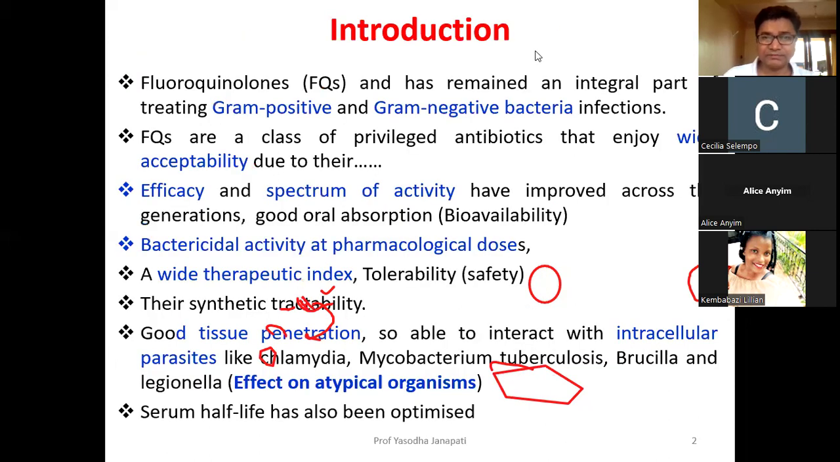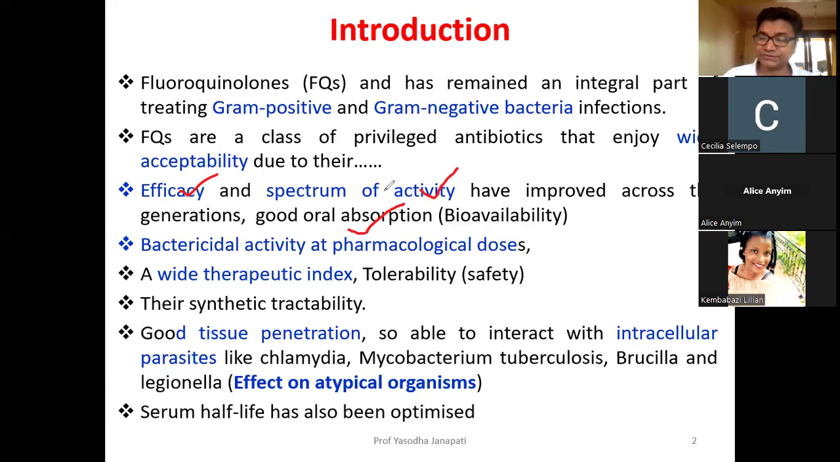Some of the important points you can learn. Fluoroquinolones have remained an integral part in treating gram-positive as well as gram-negative bacterial infections. It is a bactericidal drug and also has broad spectrum antibiotic activity. They are very good drugs for these reasons. Efficacy is good, spectrum of activity, and good oral bioavailability. We can take the oral route of administration.